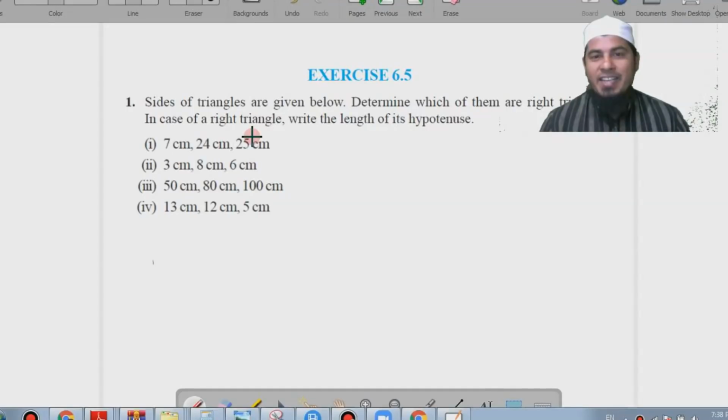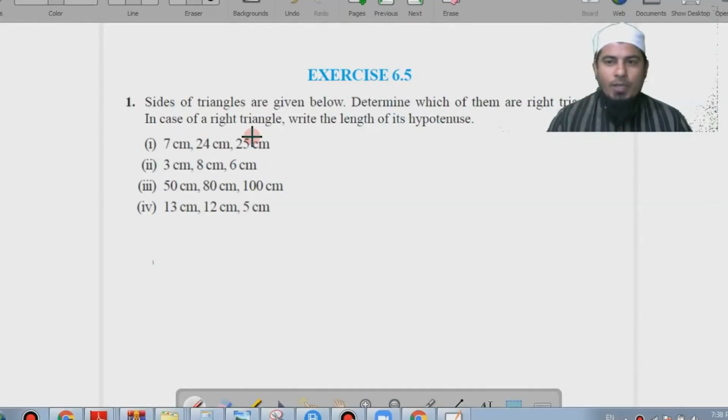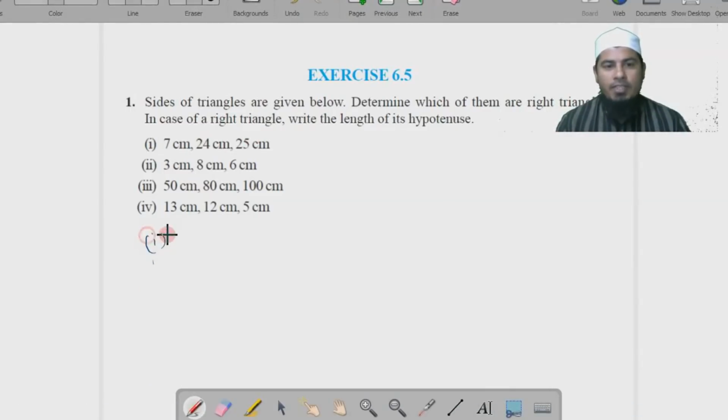Welcome. We are at 6.5, which is completely based upon Pythagoras theorem. Number 1 question tells us sides of triangles are given below. Determine which of them are right angle triangle sides. In case of a right angle, then what is the hypotenuse? If Pythagoras theorem is applicable, then it is the sides of a right angle triangle, and the longest one will be the hypotenuse. For instance, if we are applying squaring, the sum of the squares of two sides should be equal to the square of the third side.